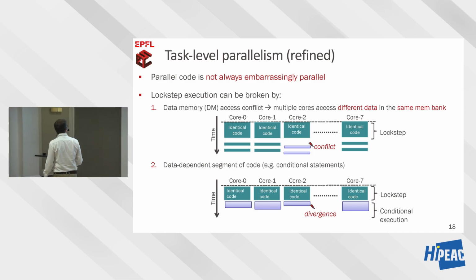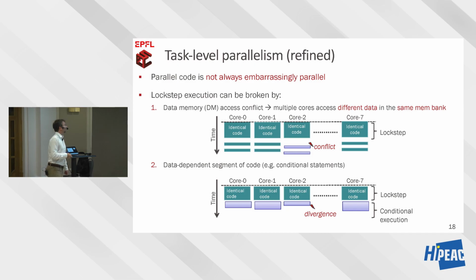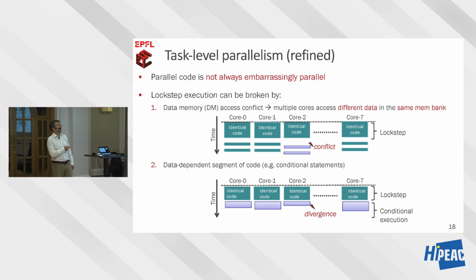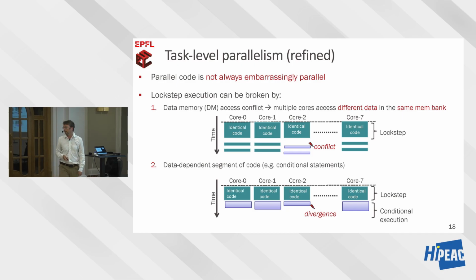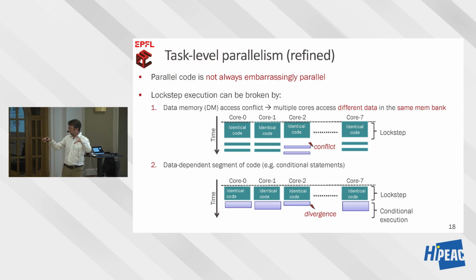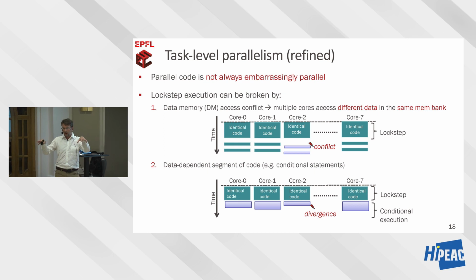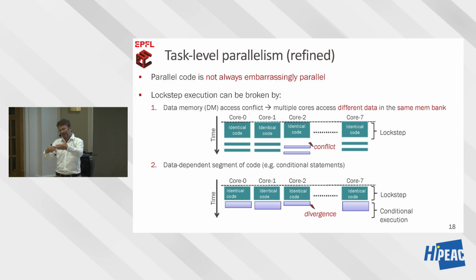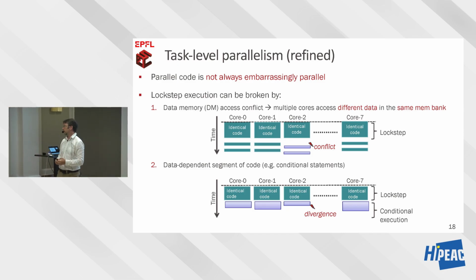In particular, lockstep execution can be broken by two factors. One is data memory access conflicts, and this is the easy one. If two processors are executing the same program and they want to access two locations in different positions in a bank, this must be serialized. So you need a serializer in between which detects this conflict and just stores first one core, then the other, and then they can proceed in lockstep again.